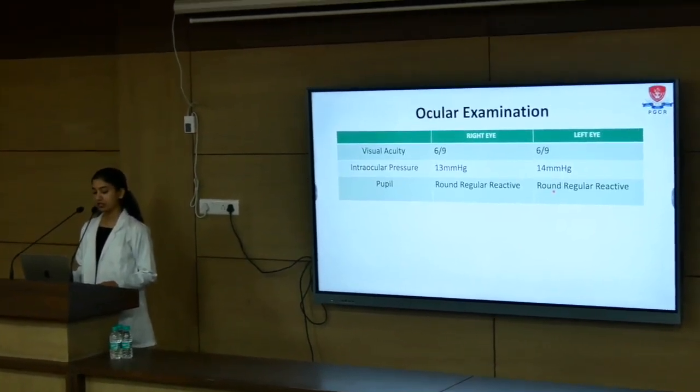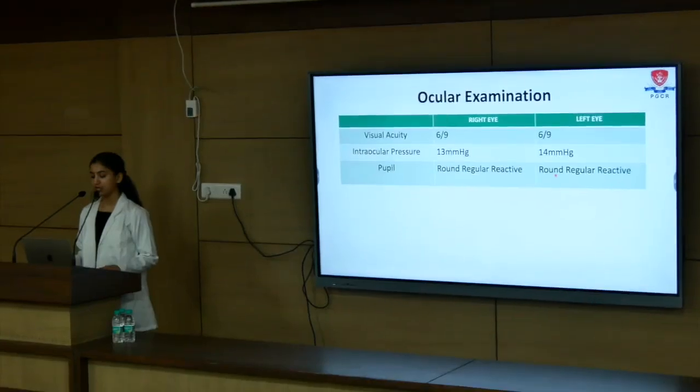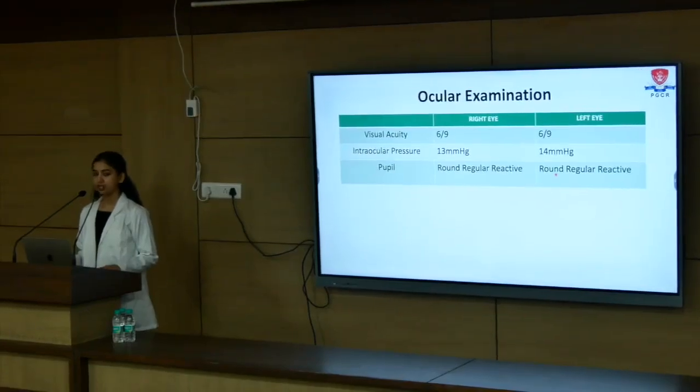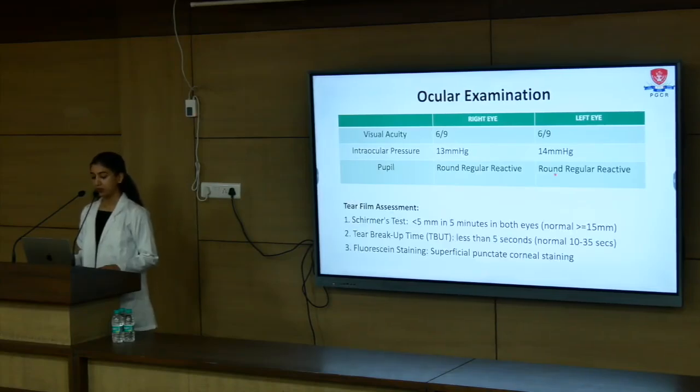On ocular examination, the visual acuity was 6/9 in both eyes. Intraocular pressures were within normal limits and pupils were round, regular and reactive. Schirmer's test was done, and less than 5 mm in 5 minutes in both eyes was recorded. Less than 5 seconds was noted on tear film breakup time, and on fluorescein staining, superficial corneal staining was seen. The anterior chamber and fundus examination were within normal limits.